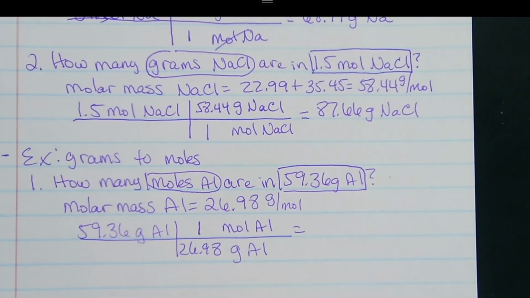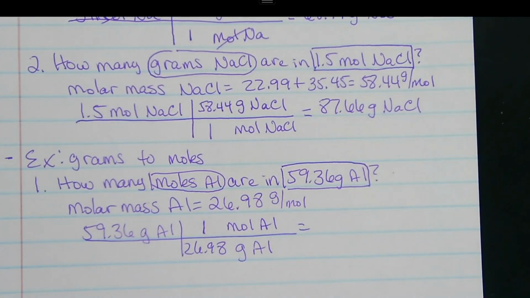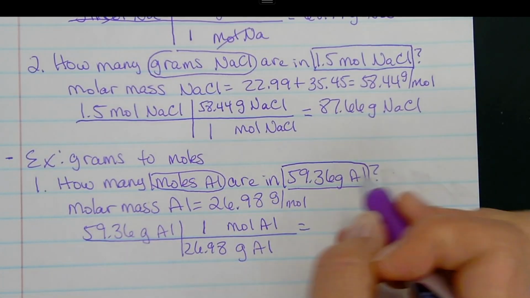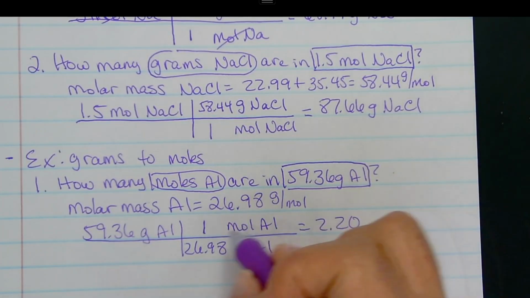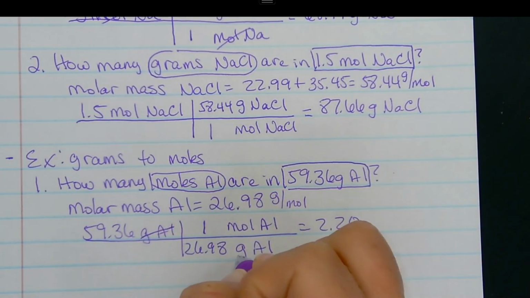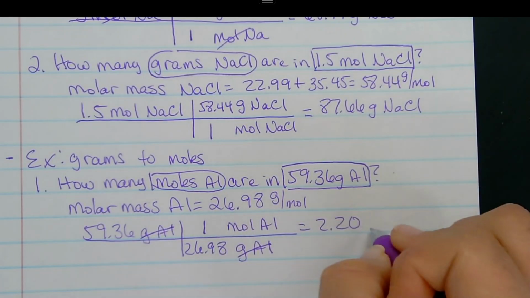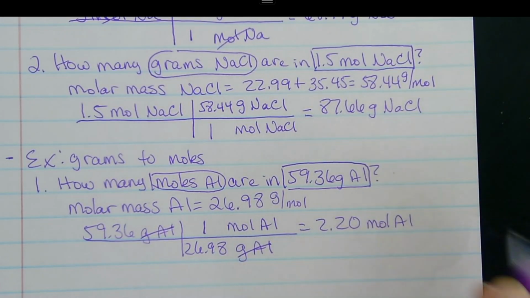Now, this number is on the bottom. What am I going to do with this number? You're going to divide by it. So we're going to take 59.36, divide by 26.98. Notice there's 2 decimal points in both of them, so we're going to give our number 2 decimal points. If you do it out, it's like 2.20001 something. So we will leave it at 2.20. And we're going to add our units. Grams of aluminum cancel with grams of aluminum to leave just moles of aluminum. Okay. Questions on that one?